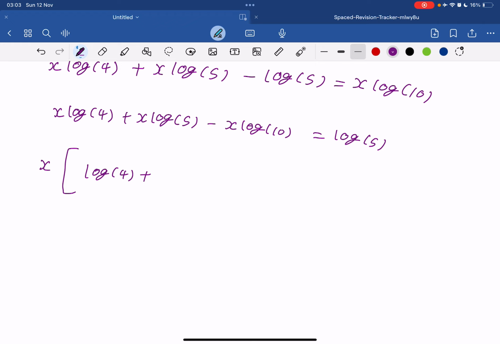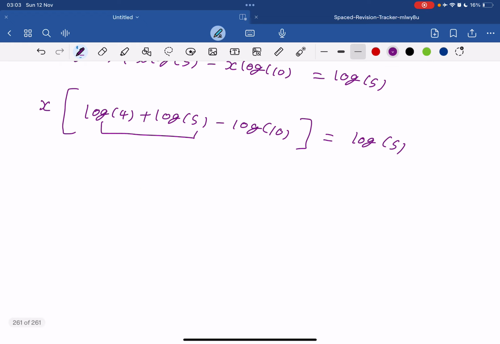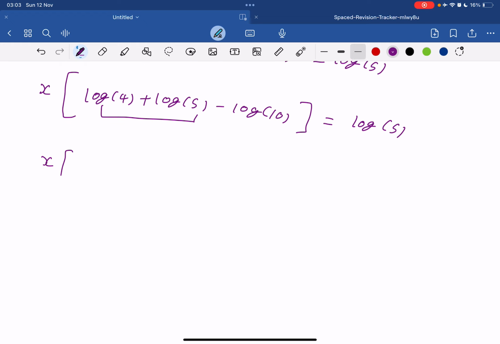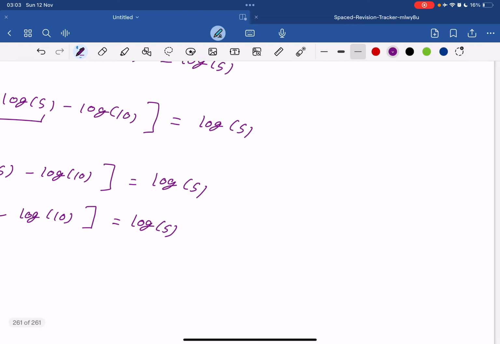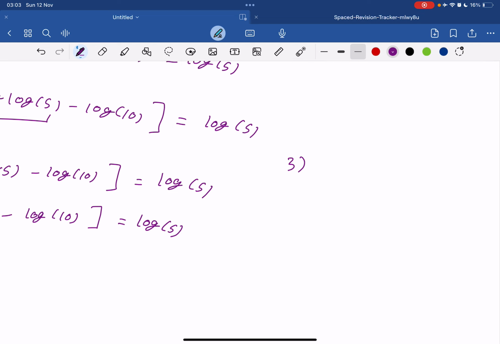Log base 4 plus log base 5. Subtract log base 10. Log base 5. Next, use the log law of addition or multiplication. So simplify that. Log 20 subtract log 10. Now we're going to use the third law of logarithm, which is the log law of division.